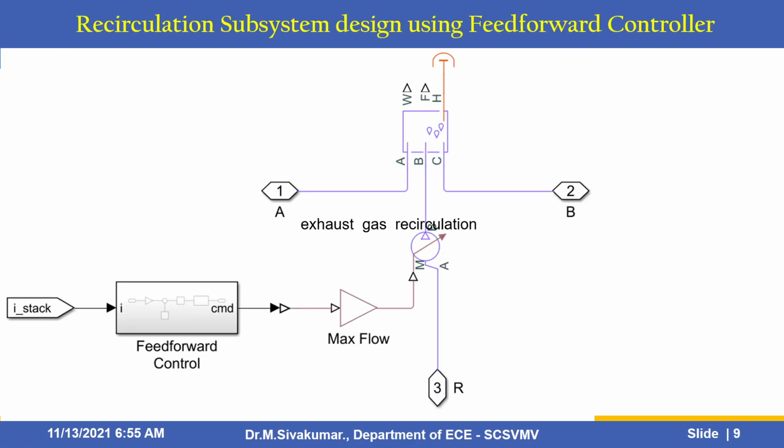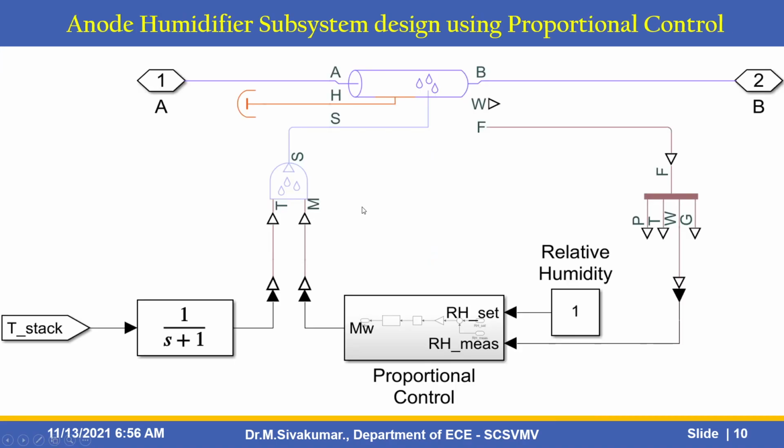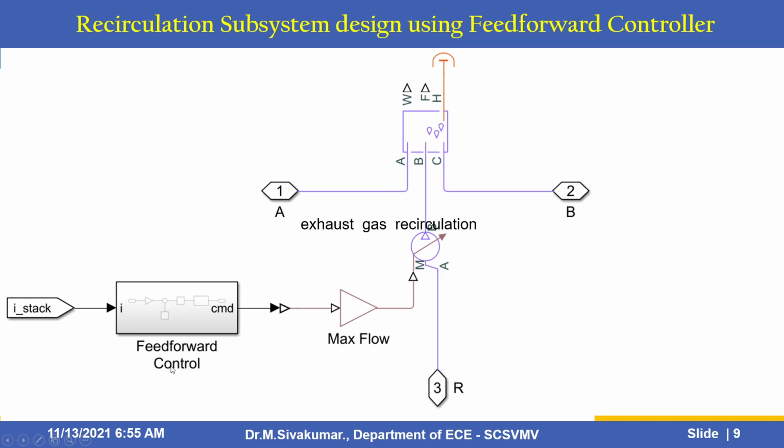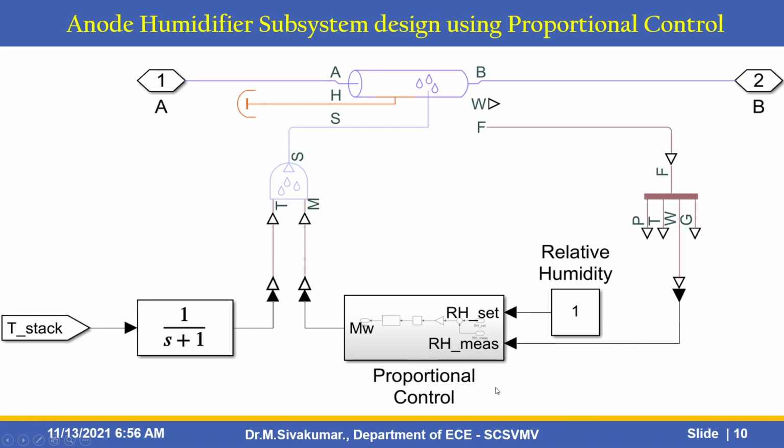Then the next one is the recirculation subsystem block. Previously we discussed the hydrogen source. The next one is the recirculation subsystem design using a feedforward controller. This uses the feedforward controller, the exhaust gas recirculation block, and the maximum flow and minimum flow subsystems. That is, the recirculation subsystem contains this feedforward controller. And the next block is the Anode Humidifier Subsystem design using a proportional controller. The previous one was a feedforward controller for the recirculation subsystem, and here a proportional controller for the Anode Humidifier Subsystem.